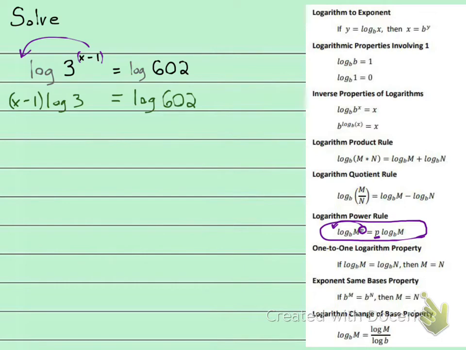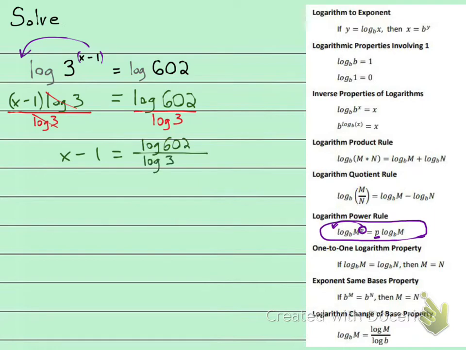All right, now we're going to work towards getting our x by itself. So let's go ahead and divide out this log of 3 so that these cancel out. Get me closer to getting that x by itself. I'm going to divide this side by the log of 3. All right, bring down the equal sign, see what we have. On the left side, I have x minus 1. And on the right side, I have a fraction, log of 602 over log of 3. All right, you don't need to do anything with that. Just leave it like that.